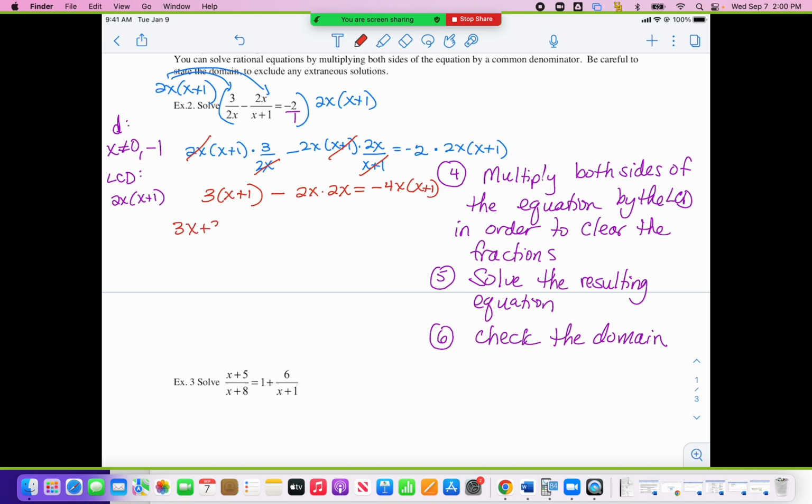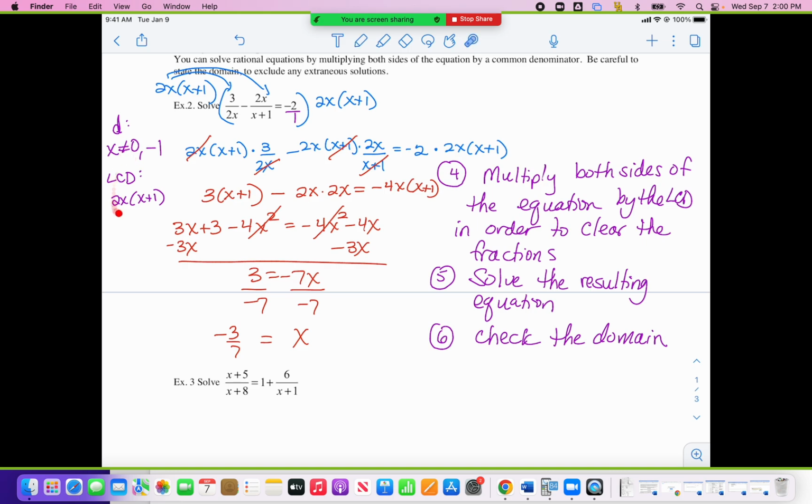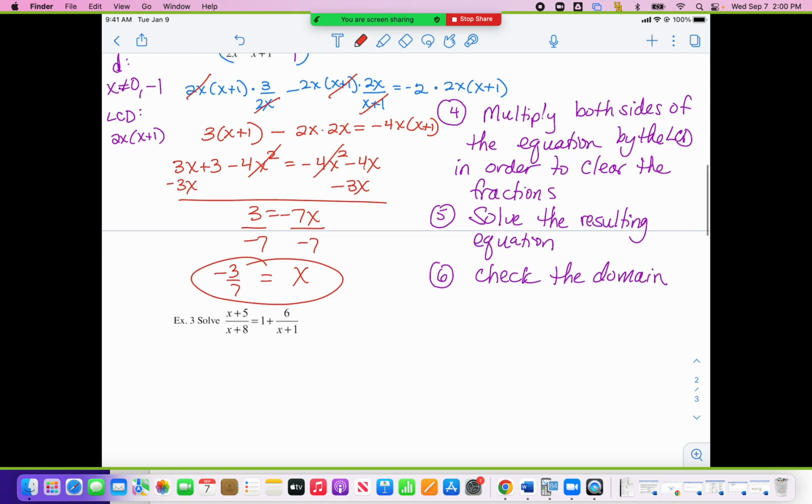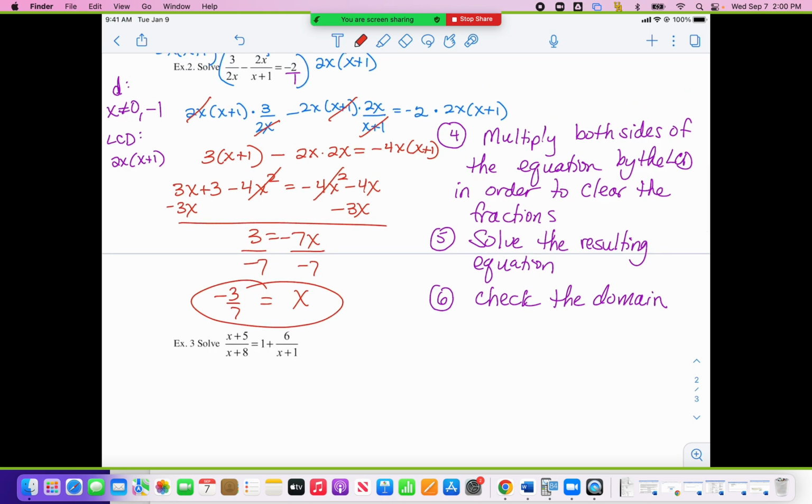I get 3x plus 3 minus 4x squared equals minus 4x squared minus 4x. If you add 4x squared to both sides, they cancel. I'm going to subtract 3x and get 3 equals negative 7x. Divide by negative 7, x is negative 3/7. I check it against my domain. It says x cannot be 0 or negative 1, so negative 3/7 is okay. All right, what questions do you have that I can clarify for you?